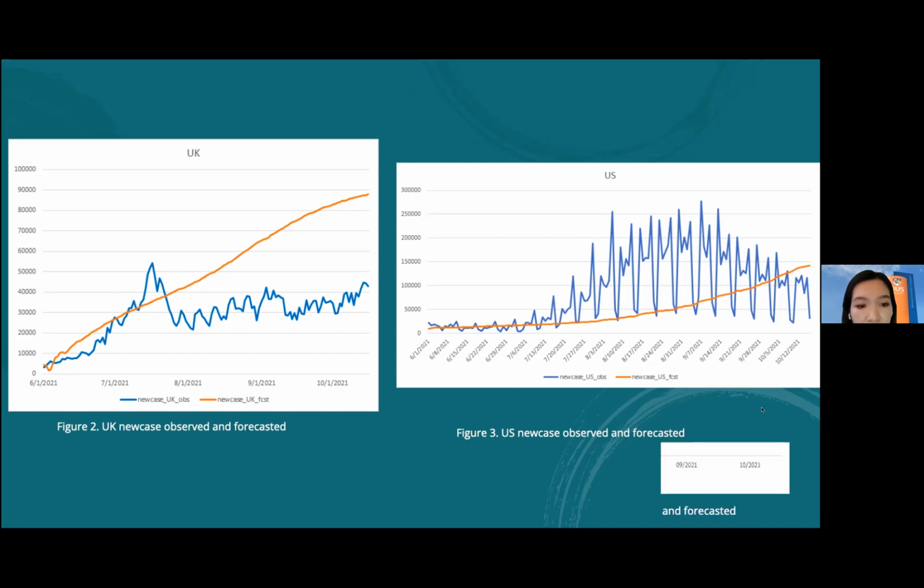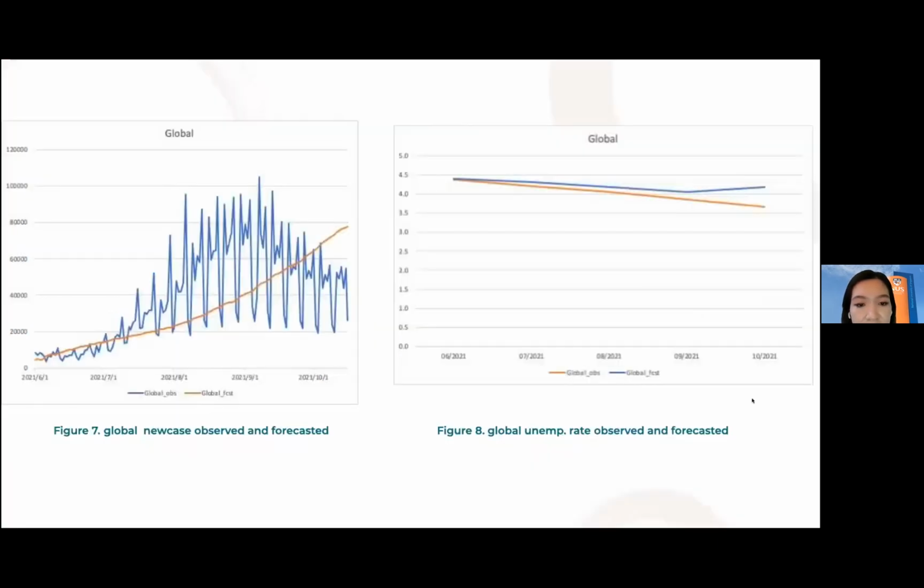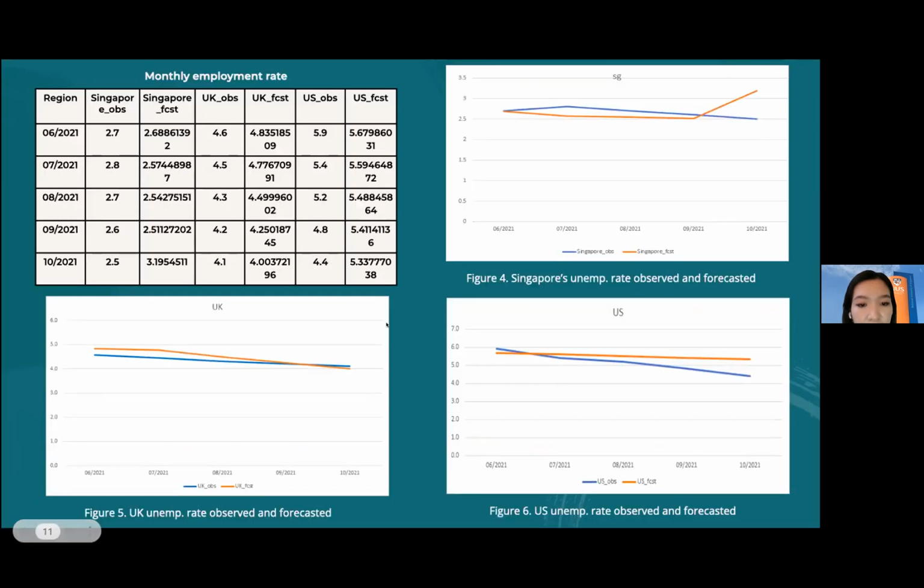Now we move to unemployment rates. In the next slide, the table on the left side shows the monthly unemployment rate we forecasted. In the graph for Singapore, there was a peak in October's prediction. The graph still illustrated the same decreasing trend as observation for the validation period. This may be due to the instability of the number of new cases that popped up in October, which was the exogenous variable for unemployment rate.